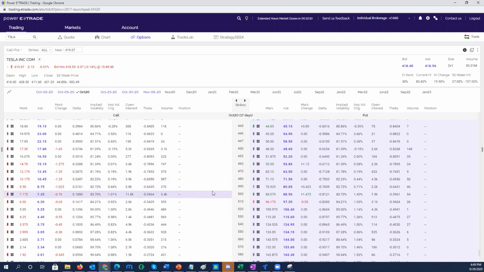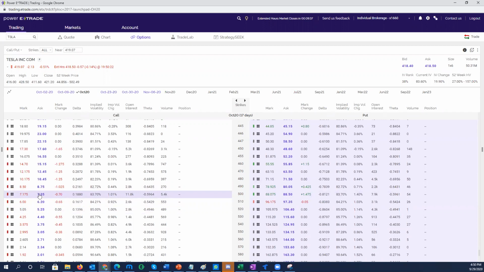Now, what happens if Tesla goes above 500 on the expiration in 17 days? Let me explain. What happens when it goes above 500? Somebody can exercise this option if it is trading at 510 or 520.